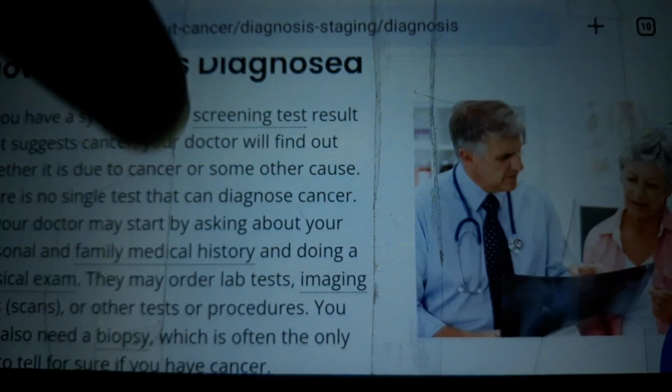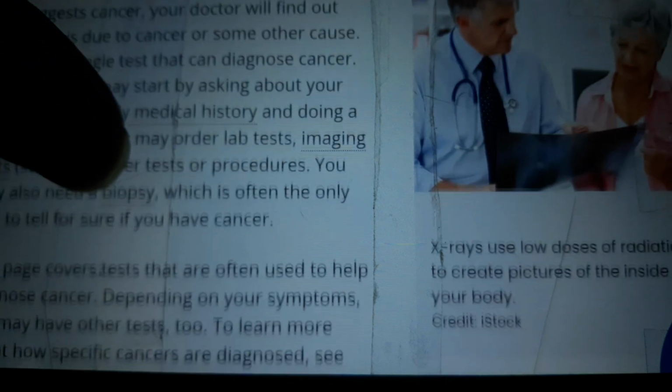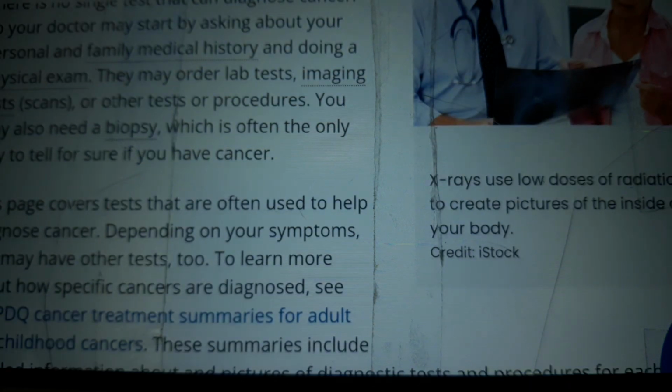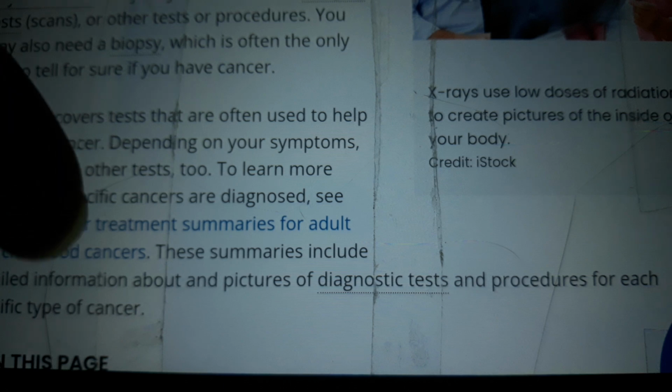Now, how cancer is diagnosed. If you have a symptom or a screening test result that suggests cancer, your doctor will find out whether it is due to cancer or some other cause. There is no single test that can diagnose cancer. So the doctor will start by asking about your personal and family medical history and doing a physical exam. They may order lab tests, imaging scans, or other tests or procedures. They may also need a biopsy, which is often the only way to tell for sure if you have cancer.